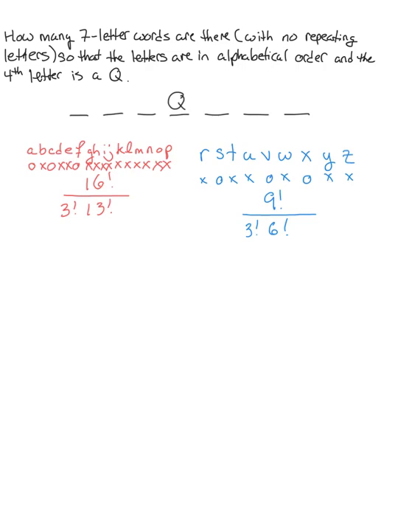So the answer is going to equal 16 factorial over 3 factorial, 13 factorial times 9 factorial over 3 factorial, 6 factorial. And the answer you'll get there, if you do the calculation, will be 47,040 7-letter words with no repeating letters, so that the letters are in alphabetical order and the 4th letter is a Q.